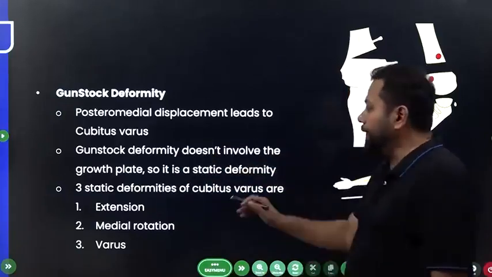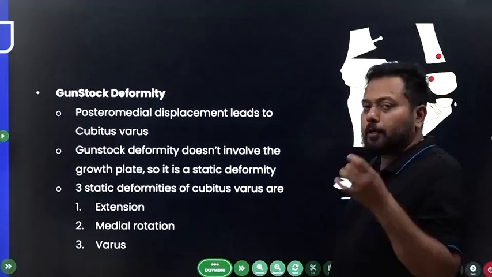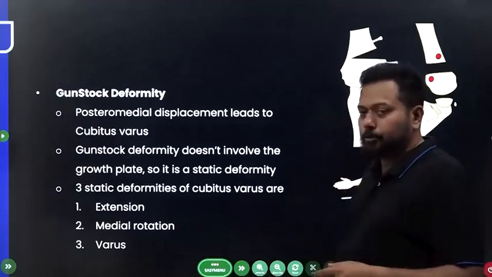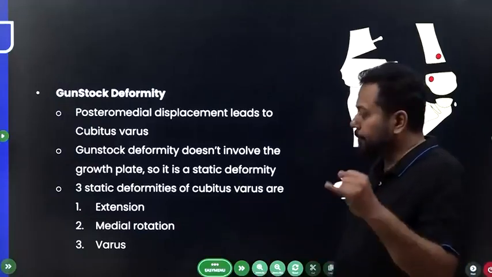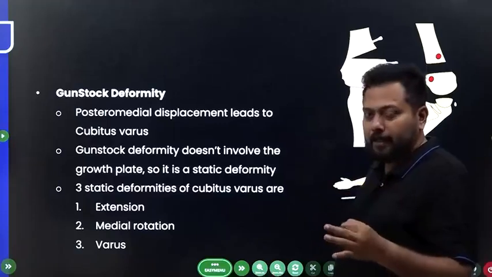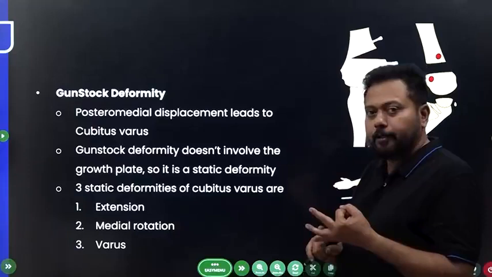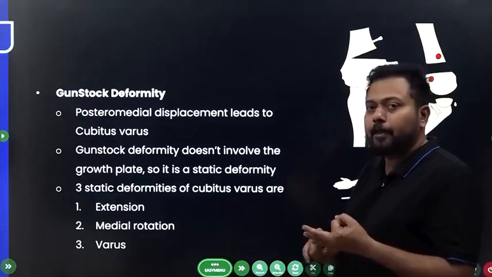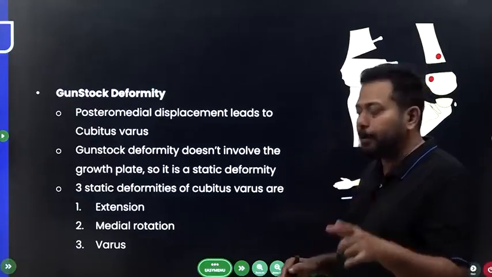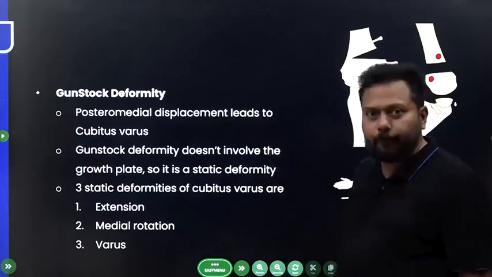Three static deformities cause cubitus varus, and they again ask this question: extension, medial rotation, varus. When the extension, medial rotation and varus of the distal fragment are not corrected properly, it will end up in gunstock deformity.